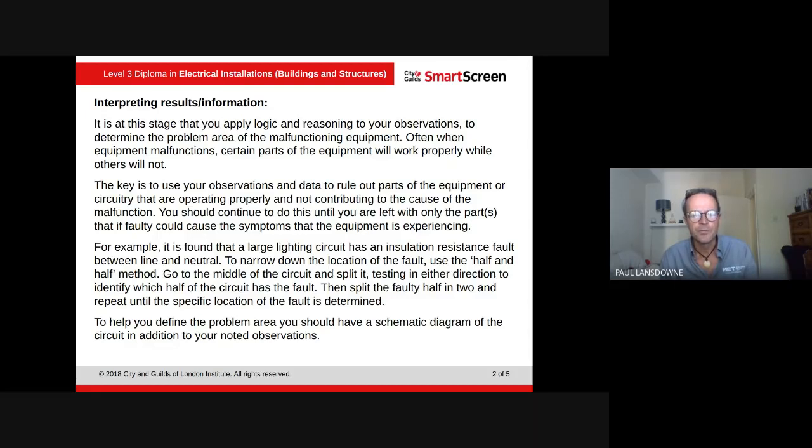For example, it is found that a large electrical circuit has an insulation resistance fault between line and neutral. To narrow down the location of the fault, use the half and half method. Go to the middle of the circuit and split it. Test in either direction to identify which half of the circuit has the fault. Then split the fault in half, in two, and repeat until the specific location of the fault is determined. To help you define the problem area, you should have a schematic diagram of the circuit in addition to your observation notes.